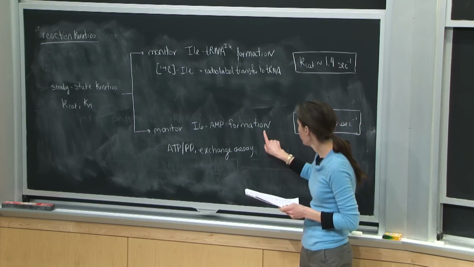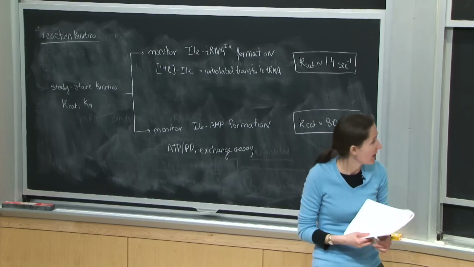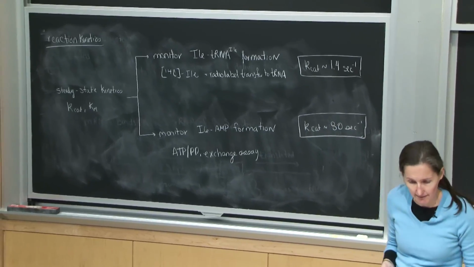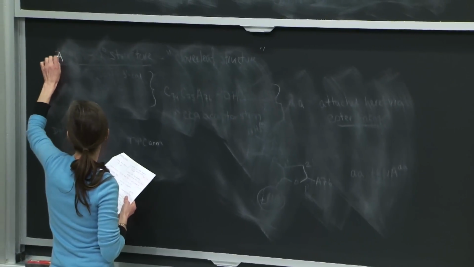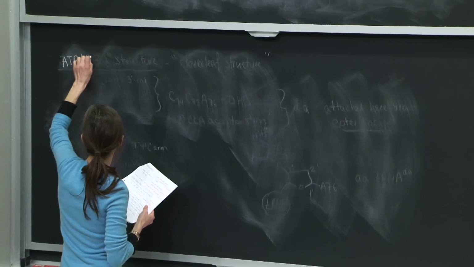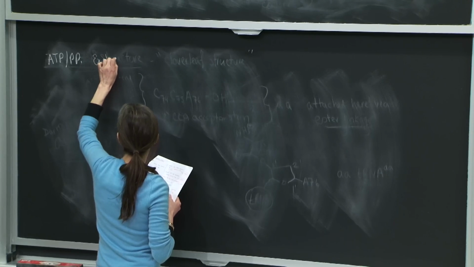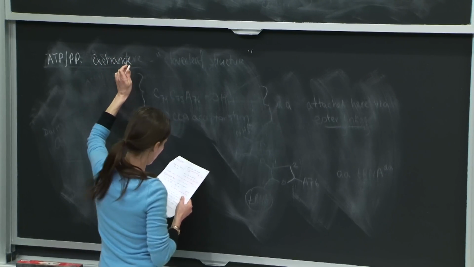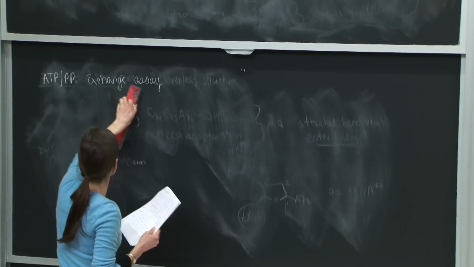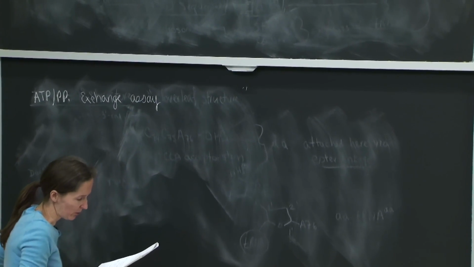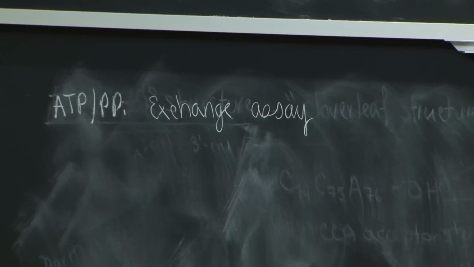So how are we going to figure this out? How are we going to see this intermediate? That's the question we need to ask next. And so we need to go over this ATP-PPi exchange assay. And this is an assay that will come up again in Module 4 when we talk about the biosynthesis of non-ribosomal peptides. So we'll return to this type of assay and data many times.